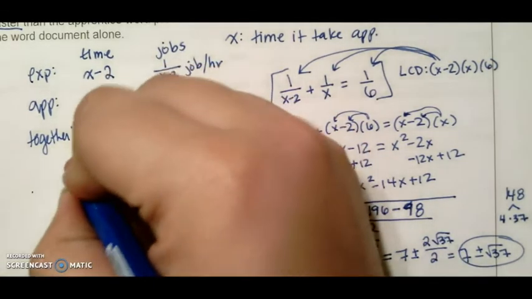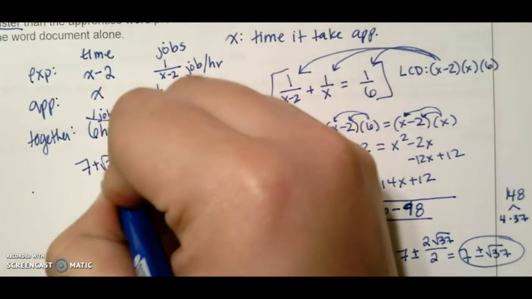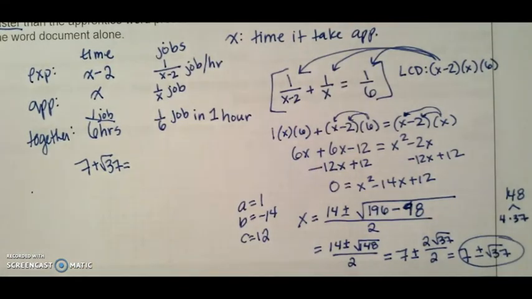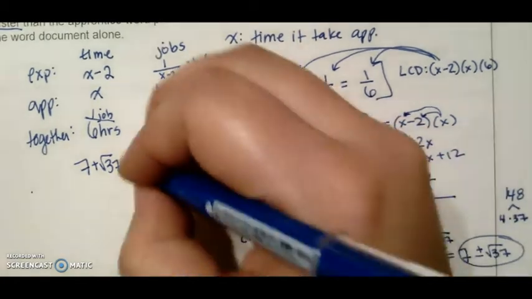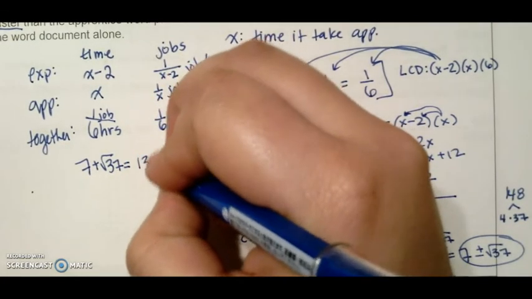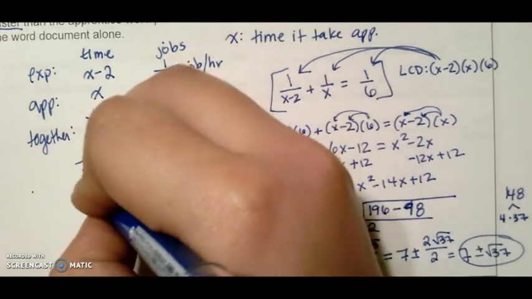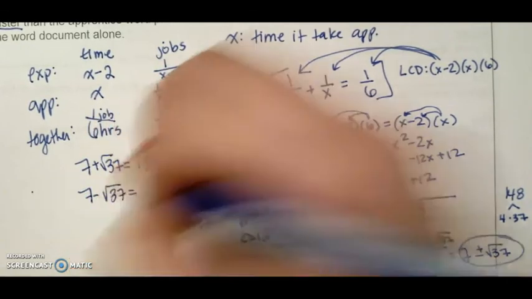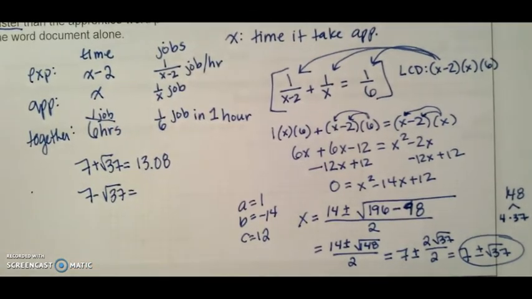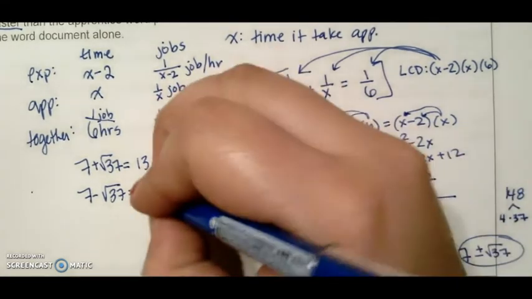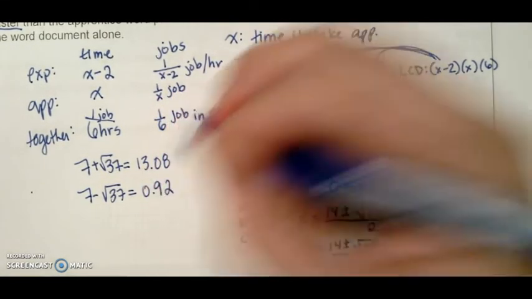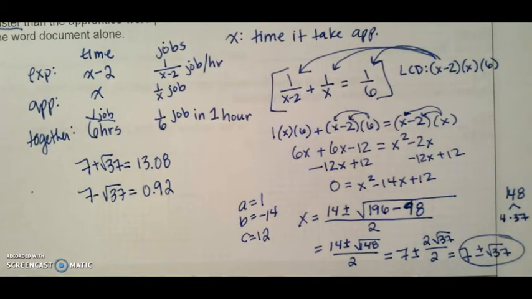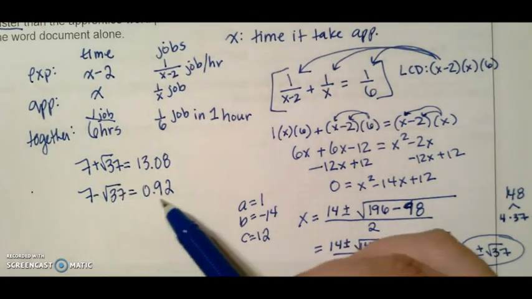Okay, so now I'm going to come over here and say, well, what does that mean? So if I have 7 plus the square root of 37, in the calculator, that equals 13.08, and 7 minus the square root of 37 would be 0.92. Okay, well, could it take the apprentice 0.92 hours?